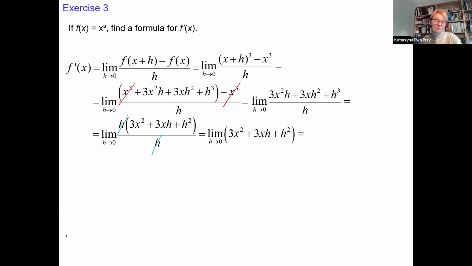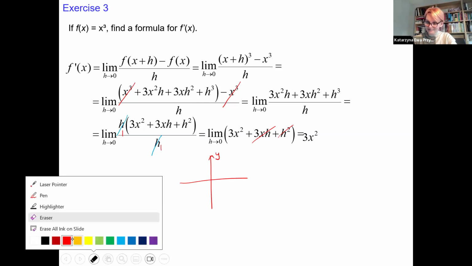H is 0 because we have no more 0 in the denominator. That means this is 0, this is 0. The final answer is 3x squared. Okay, that means actually it is a parabola. It's a quadratic function and makes sense. Parabola is positive. Okay, that means we can still predict, oh, this is supposed to be horizontal tangent, do you remember? At 0.